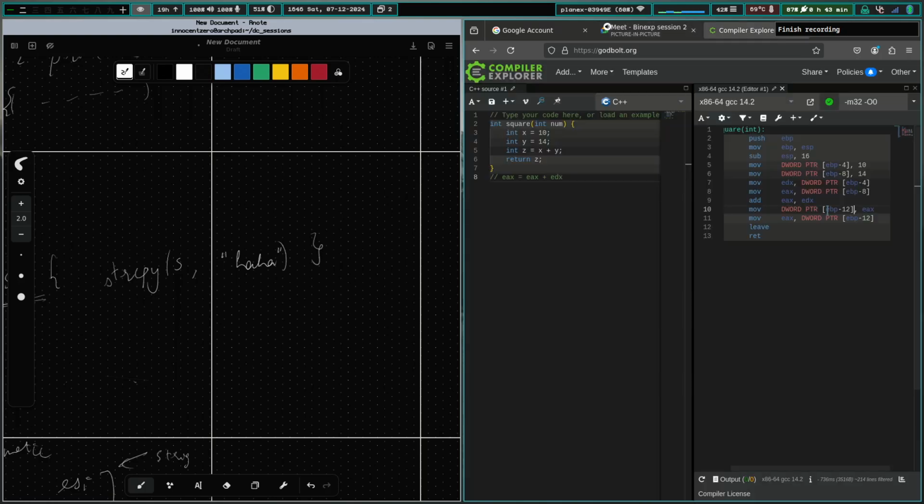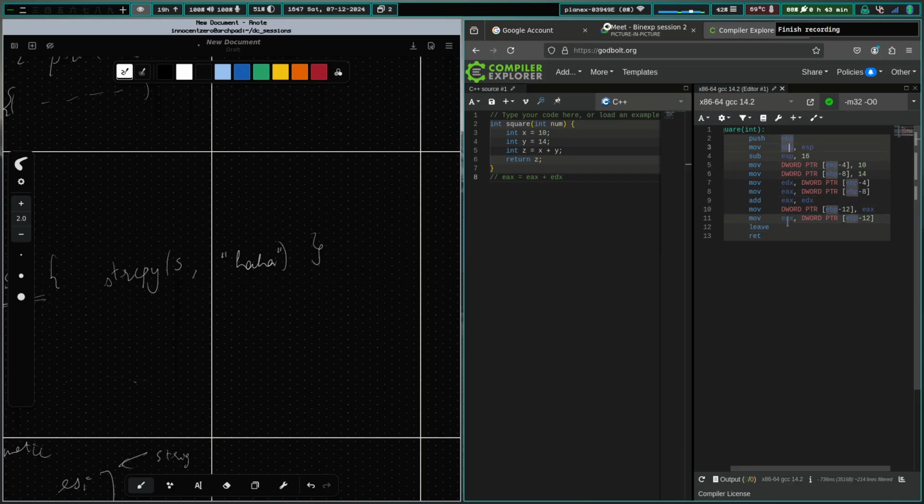Since I disabled optimizations, what you do is you load the value of EBP minus 12, that is Z, into EAX, because EAX is how you pass the return value back. Then you do a leave, and then you do a ret.